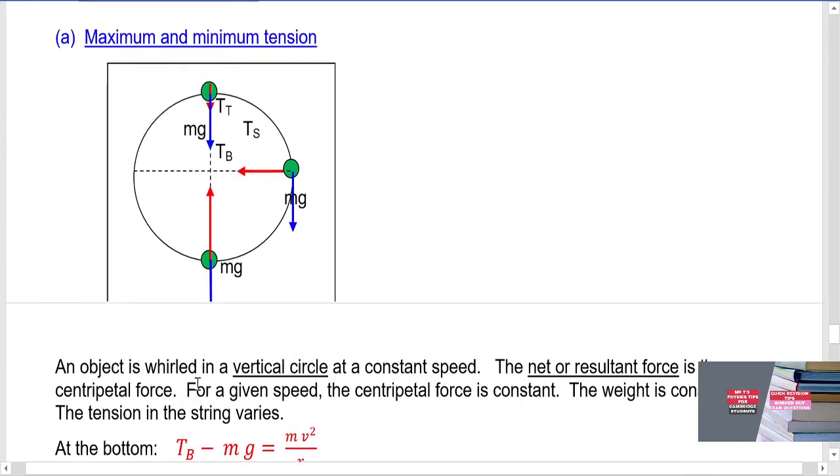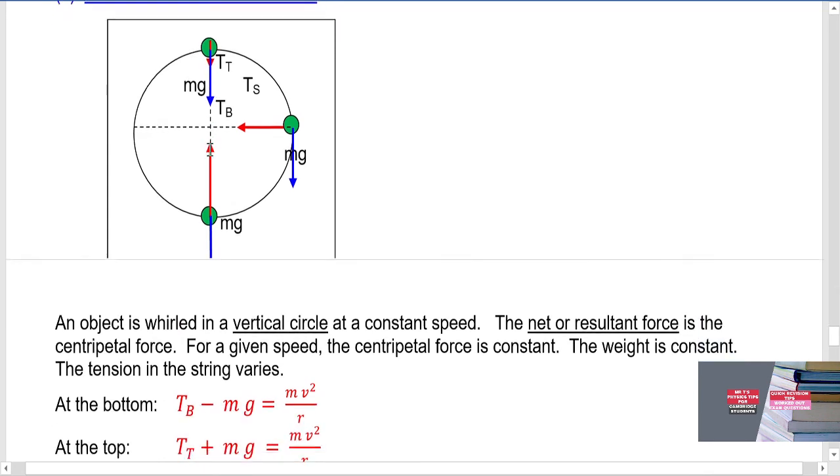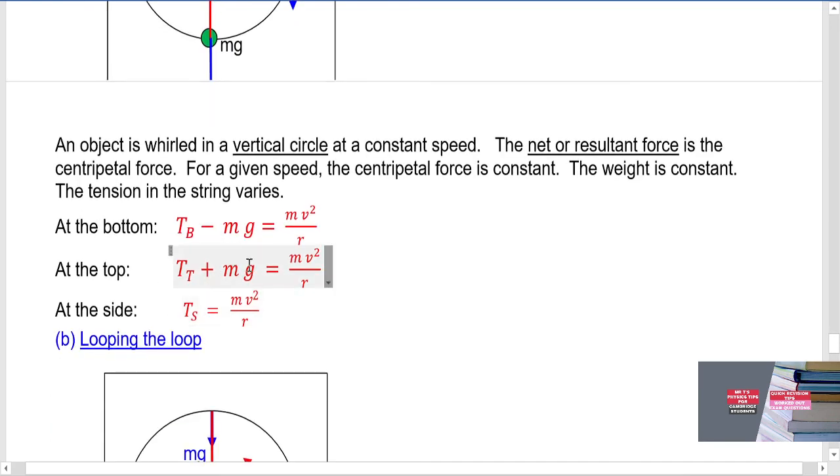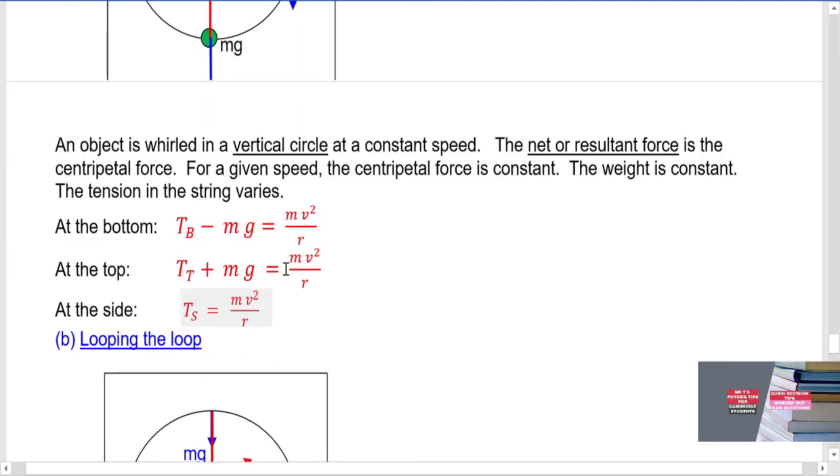Then at the top, the tension and the weight are both going in the same direction. So T plus the weight should give you mv squared over r. Then on the sides, the weight and the tension are perpendicular to each other, so only the tension is providing centripetal force. So tension will be equal to mv squared over r.